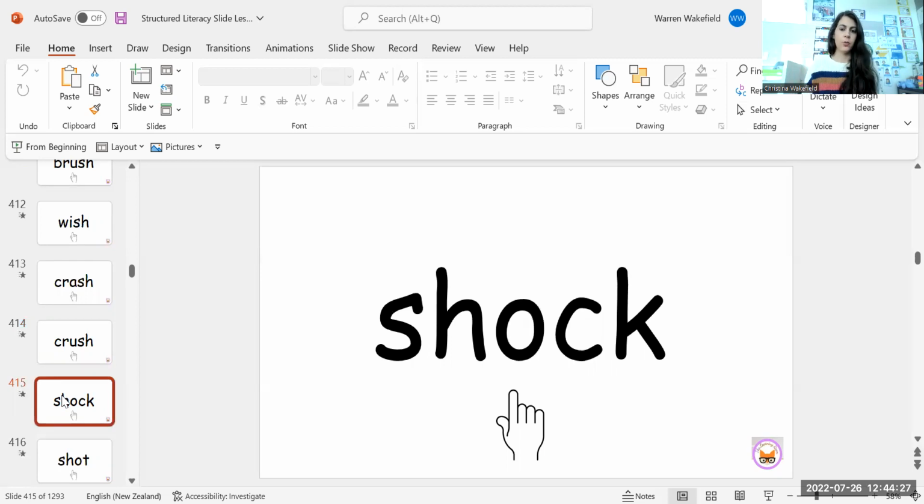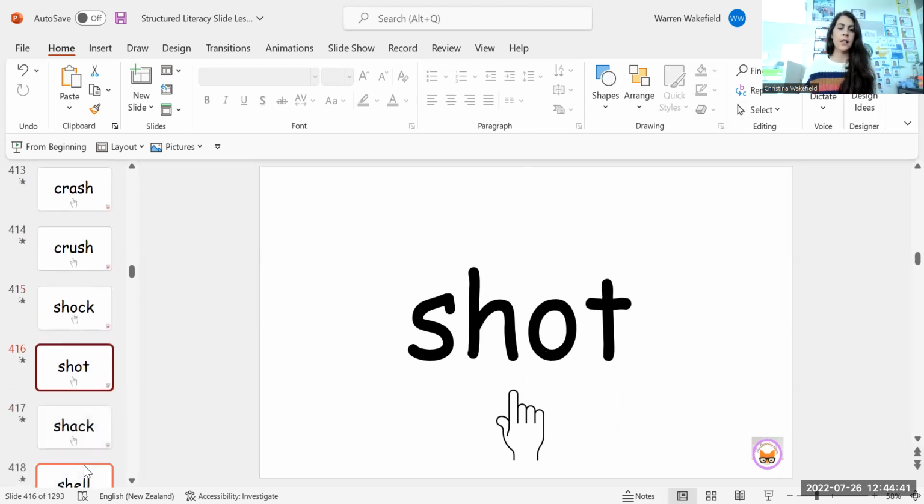Shock. Oh, and there's another digraph over here. The C and the K make one sound. And why do we put the CK again at the end? Because it's a short vowel sound. It's one syllable, shock. Okay, let's do the next one.